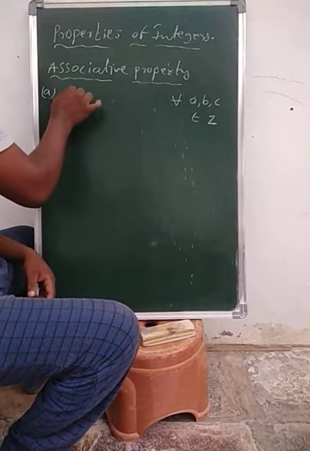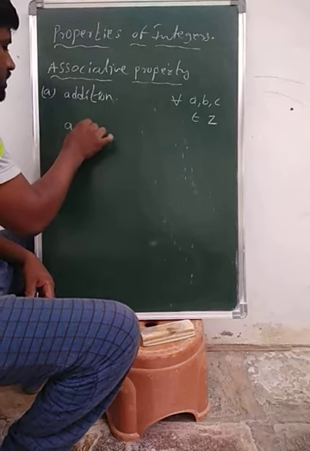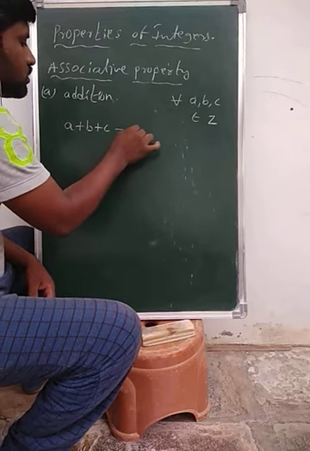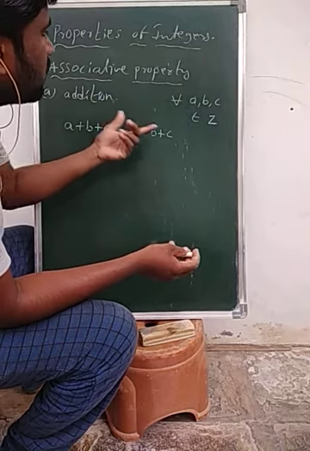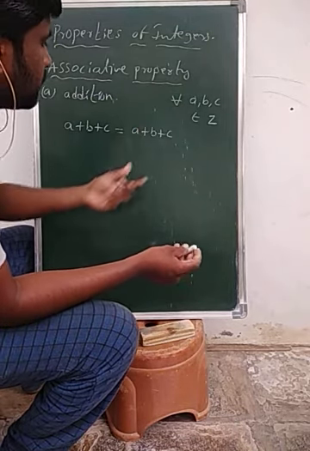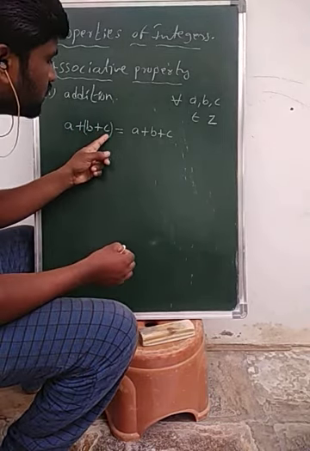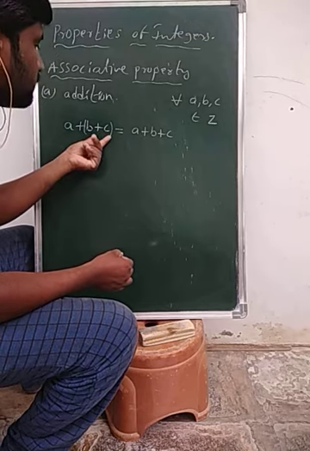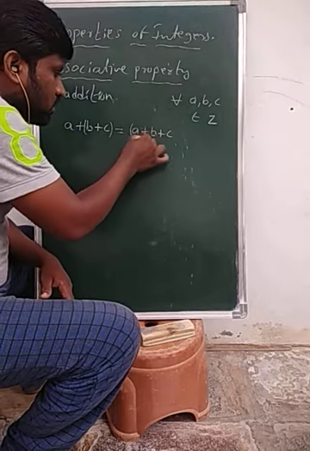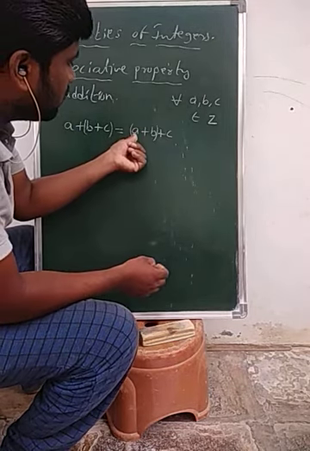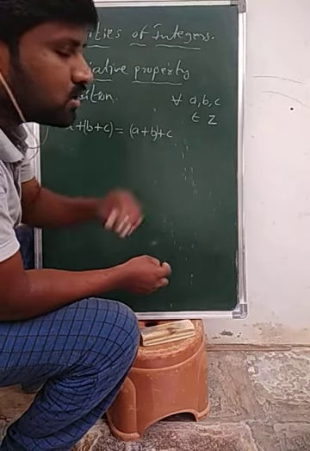Now we can do like this: a plus (b plus c) is equal to (a plus b) plus c. Clearly we are going to add three integers a, b, c. In the LHS part, first we have to add the second and third integer, then after that add the first integer. In the RHS part, we should add the first and second integer, then after you add the third integer.